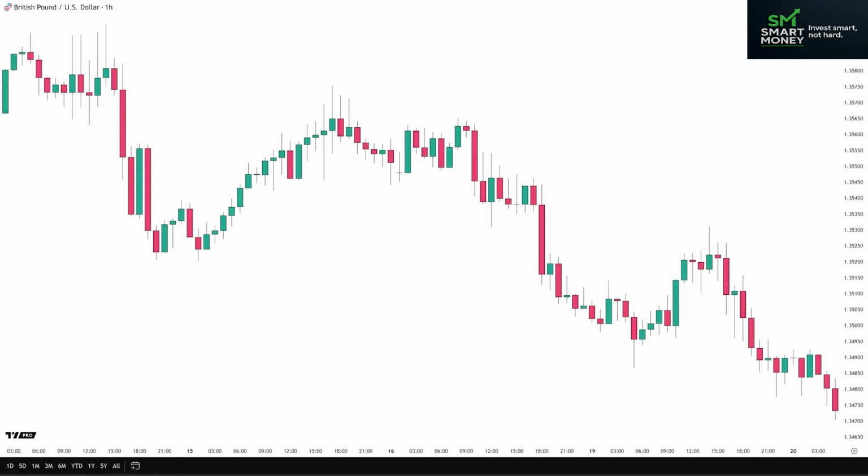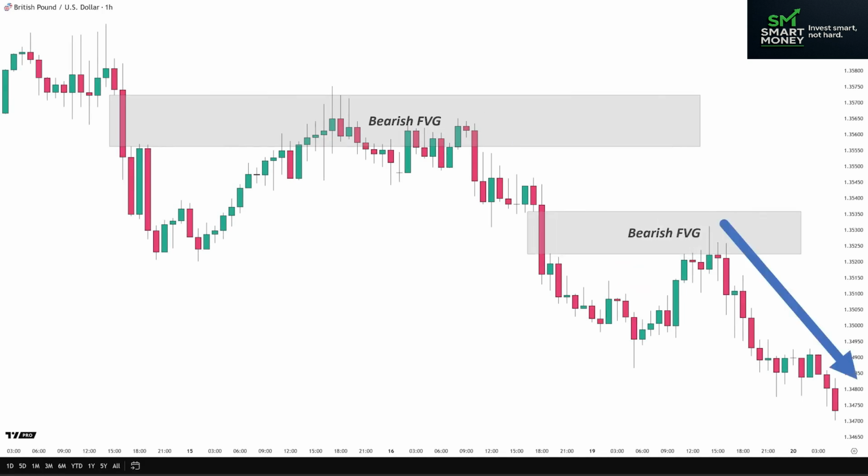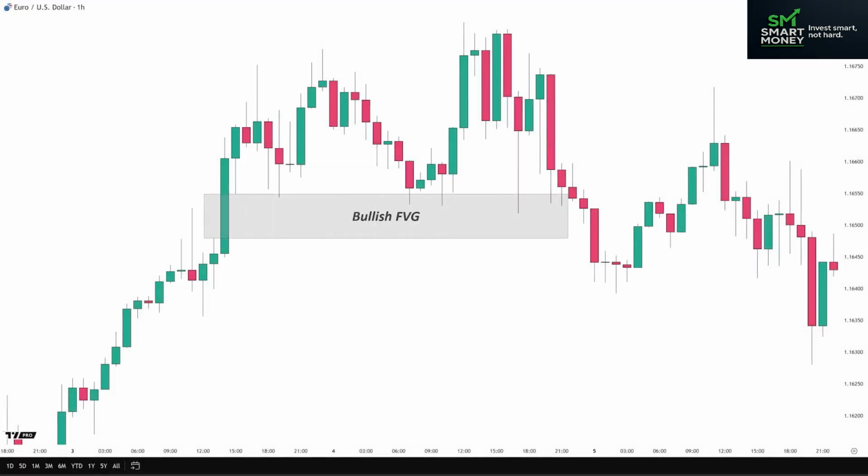Here on the pound-dollar 1-hour chart, price tapped into the bearish fair value gap and moved to the downside. Then it formed another FVG and rejected to the downside again. On the euro-dollar 1-hour chart, you can see how many times the price reacted to the fair value gap before the reversal happened. We can apply this concept to all time frames.